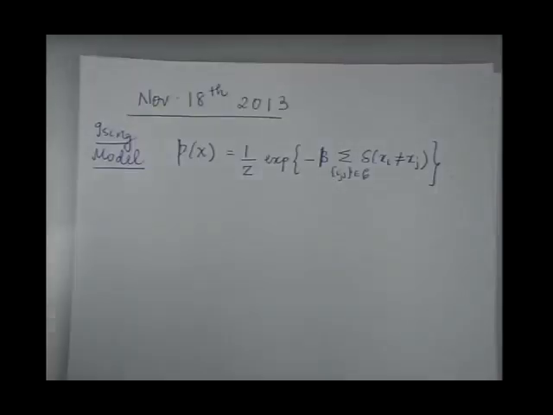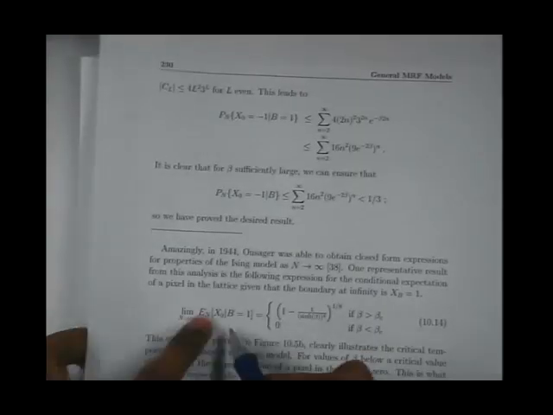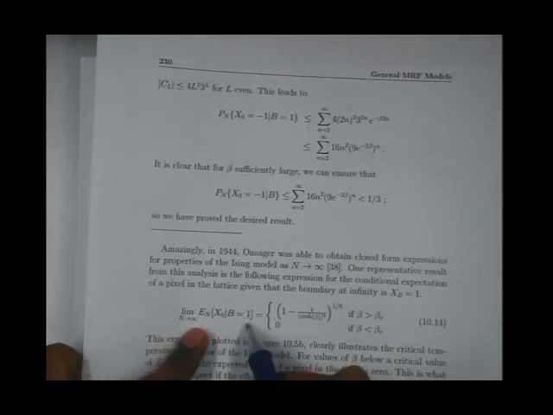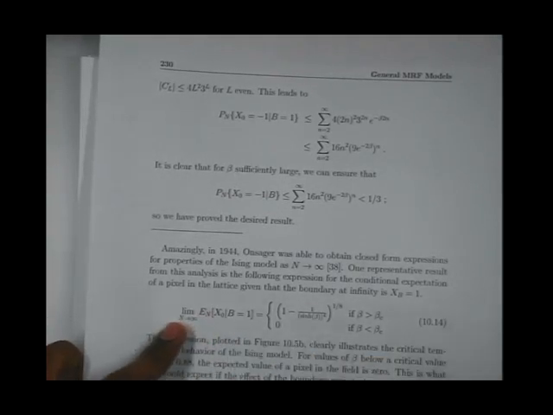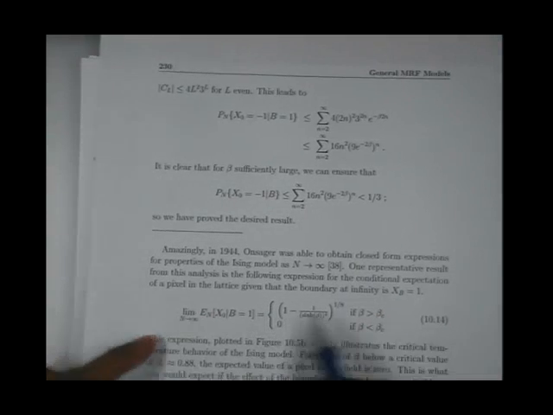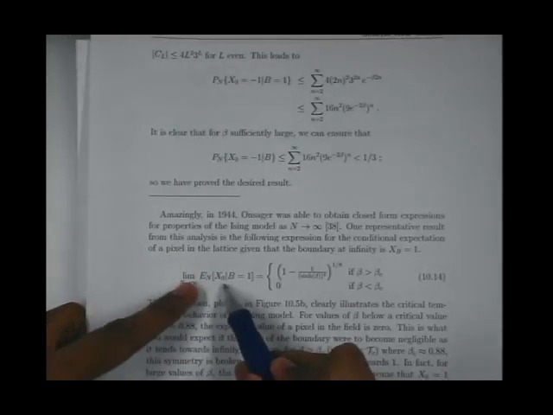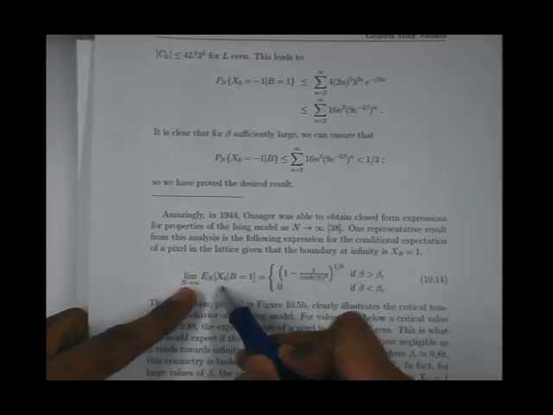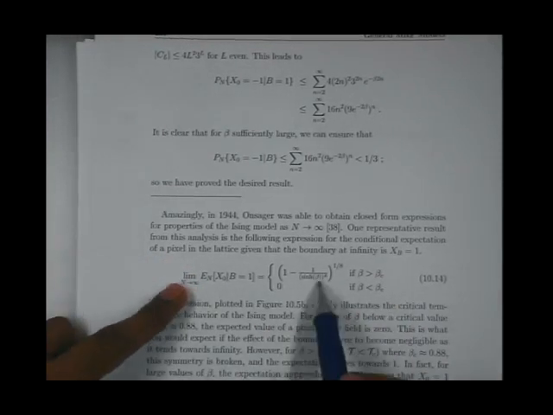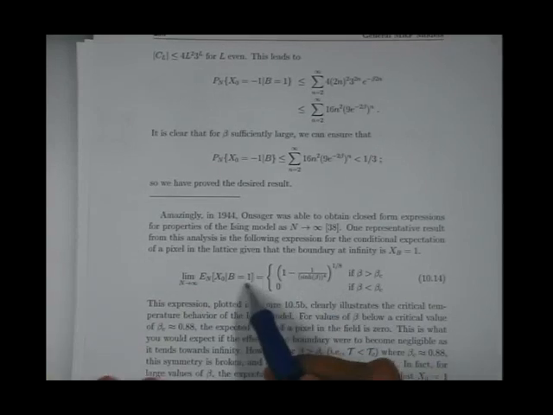We in fact derived a closed form expression for the conditional expectation of a pixel given the boundaries are equal to 1, by this expression. And we will look at it now quickly. What this really tells us is that, roughly speaking, as the value of beta becomes really large, the expected value of the center pixel being equal to 1 is very high. So there's a very good chance that the center pixel is equal to 1 given that the boundary pixels are equal to 1.